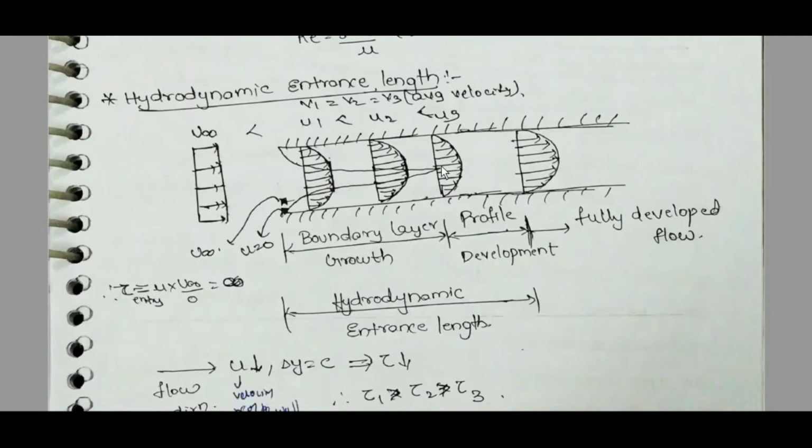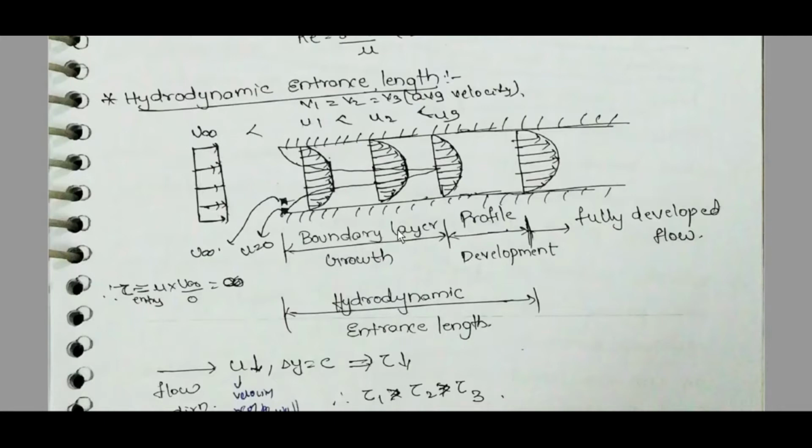Hydrodynamic entrance length. V1 = V2 = V3, which is the average velocity. U infinity is here, U1 < U2 < U3. Here U is the velocity near the boundary. Here U is the velocity at midpoint. At the boundary, U = 0. Tau at entry = mu times U infinity by 0, which is infinity.